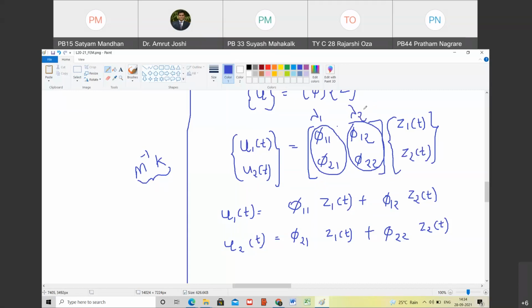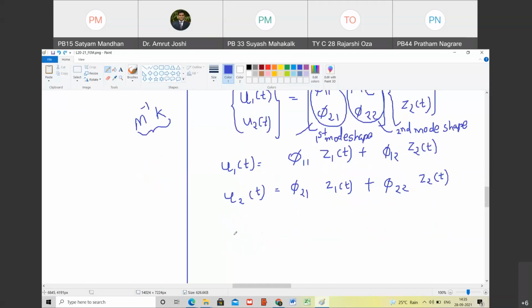Yes, sir. तो ये जो दो phi 1 1 and phi 2 1, they describe the first mode shape. Are you with me? Okay, sir. First mode shape. And phi 1 2 and phi 2 2, it describes the second mode shape. Are you with me? Yes, sir. पहले correlation बताता हूँ, then we will understand its physical meaning. First mode shape corresponds to first eigenvalue. Do you agree with me? Yes, sir. वो यहाँ पे correlation लिखता हूँ.